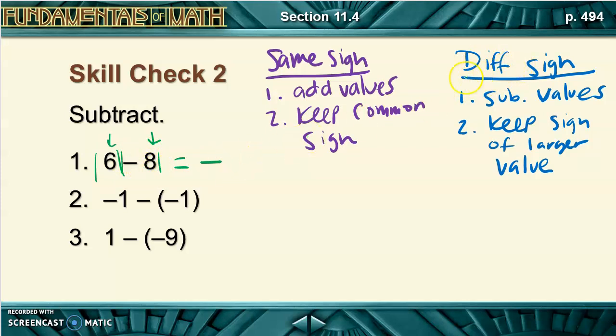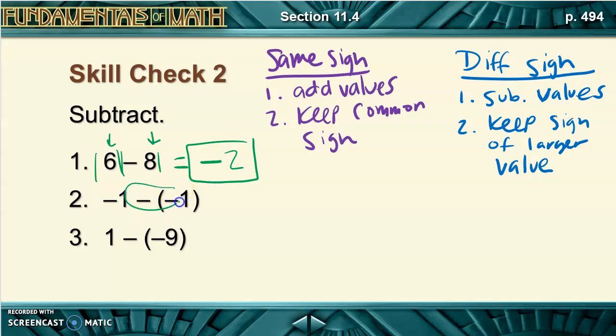These are two different signs. 6 is positive and negative 8 is negative. And because negative 8 has a larger absolute value, our answer is going to be negative. Now, if you subtract them, 8 minus 6 is 2. So our answer is negative 2.